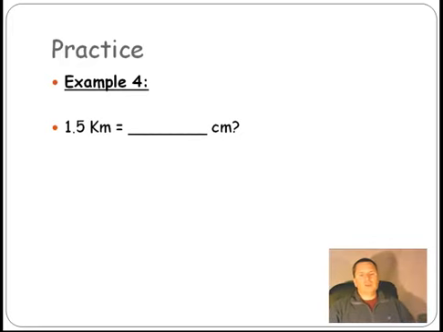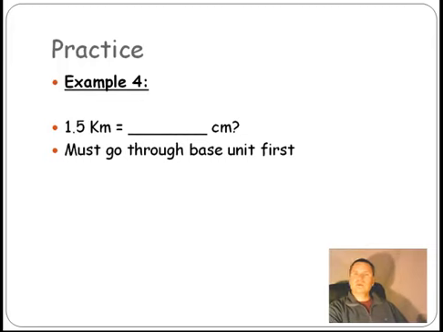1.5 kilometers to centimeters. Well, if I think about my chart, kilometers is kind of on the positive side, the whole number side, and centimeters is on the decimal side. So there's no direct conversion between kilometers and centimeters. So I'm going to have to go through the base unit first. I need to think about this. I've got to go from kilometers to my base unit, which is meters, and meters to centimeters.